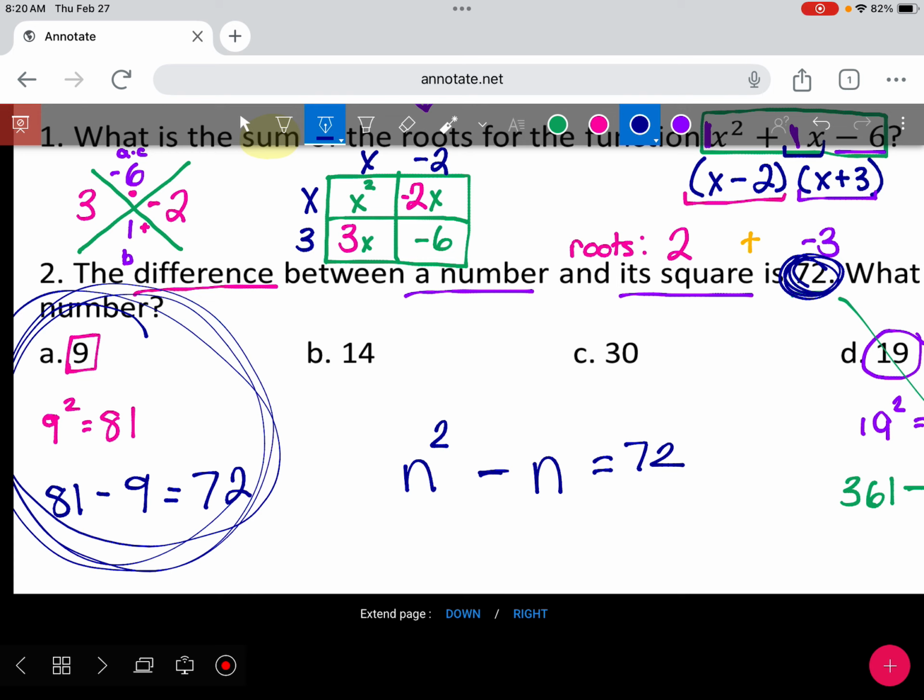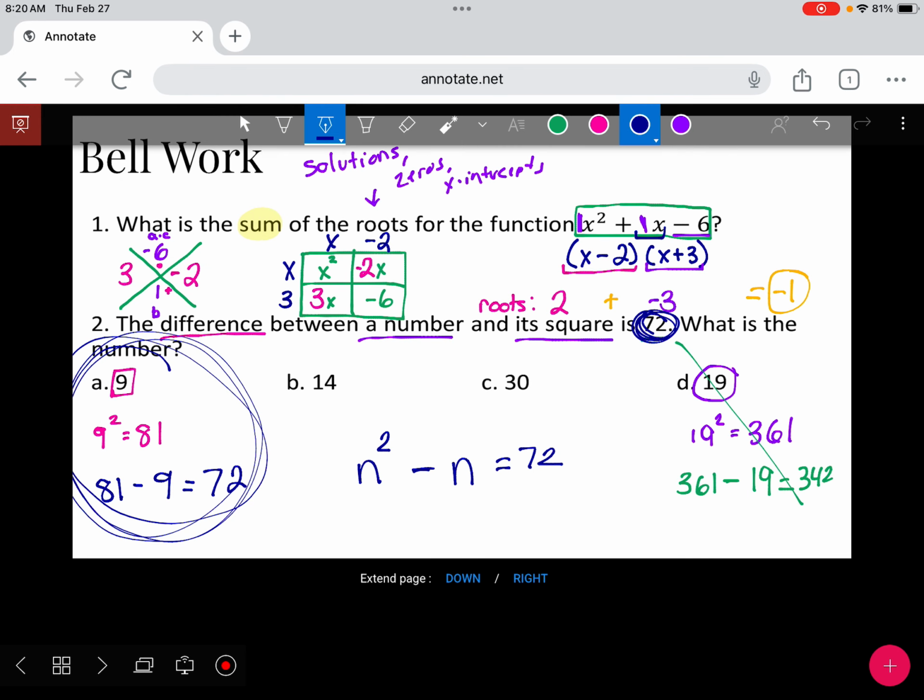Doable, but gross. If they give you choices, test them. When in doubt, plug and chug. Take the numbers they give you and substitute them in, or think them through the problem. See if they make any sense.